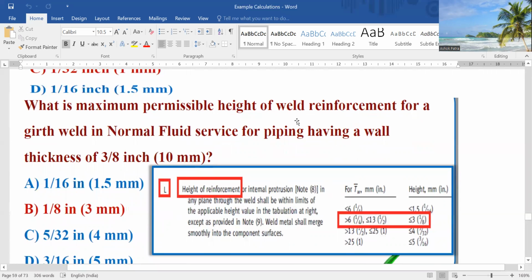What is the maximum permissible height of weld reinforcement for a girth weld in normal fluid service for piping having a wall thickness of 3/8 inch, 10 mm? Height of reinforcement or internal protrusion, note. You have to see the reinforcement table. And 10 mm: greater than 6, less than or equal to 13, that is 3.